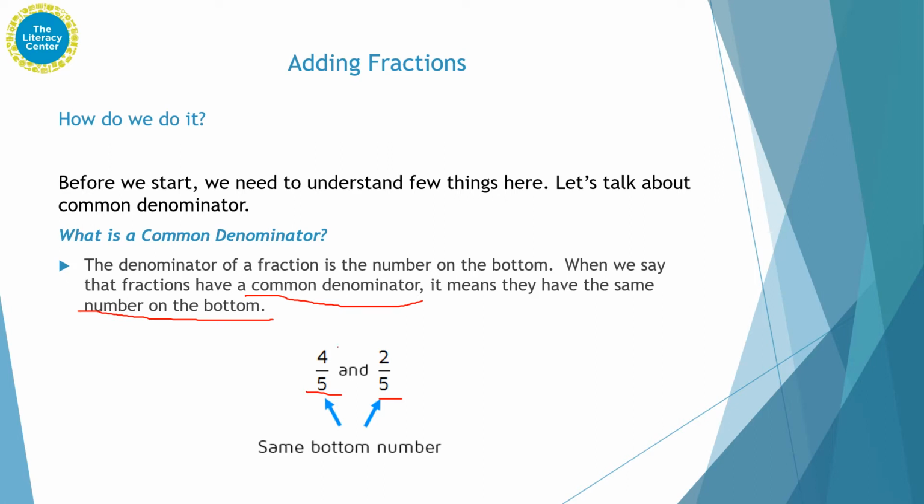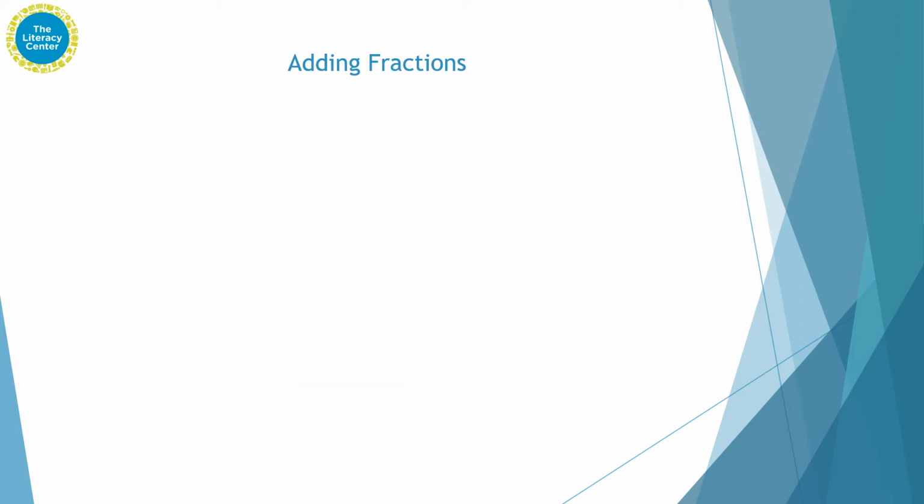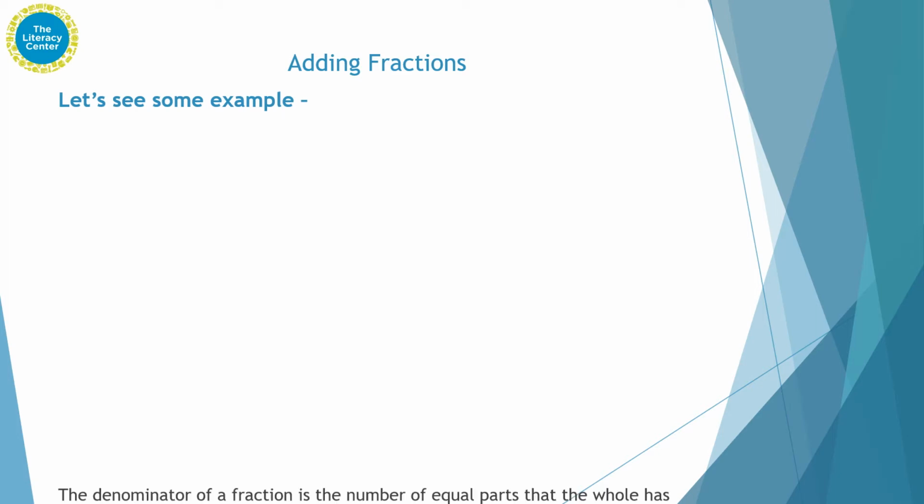For example here, if you write 4 by 5 and 2 by 5, in both these fractions you can see the number at the bottom is the same. So such types of fractions have a common denominator, or the same bottom number. Let's explore more about this. So let's see some examples to understand what we know about the common denominator.